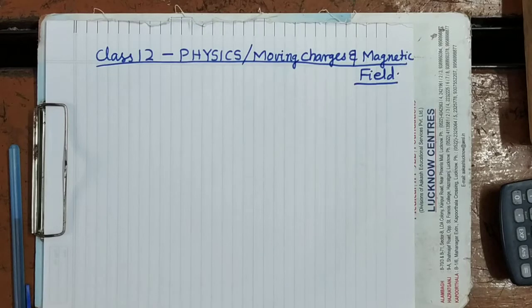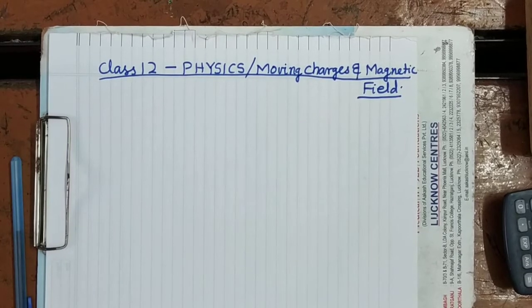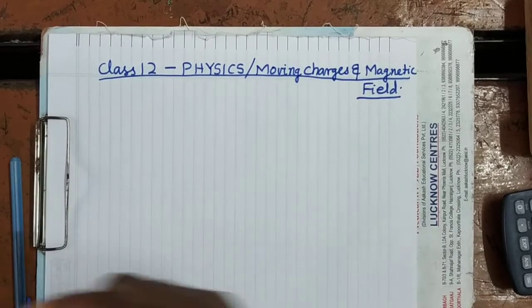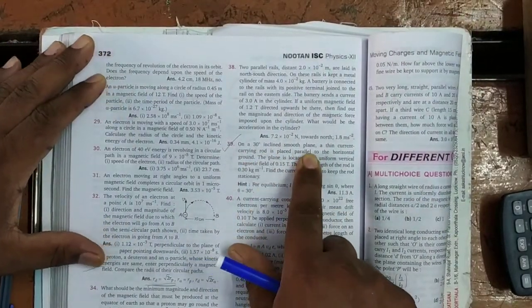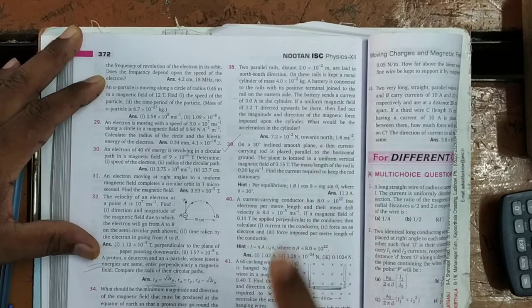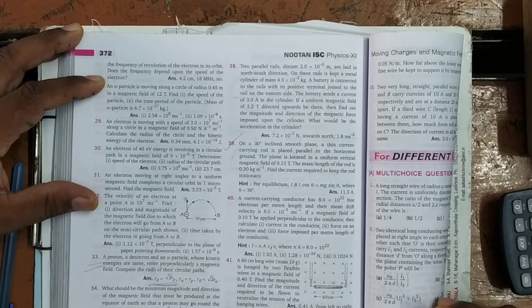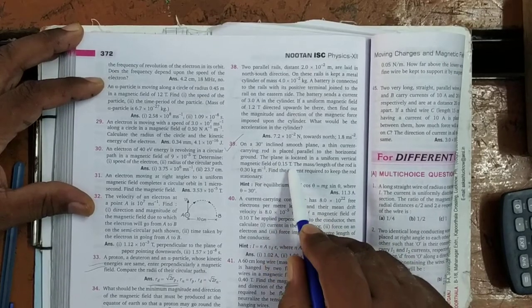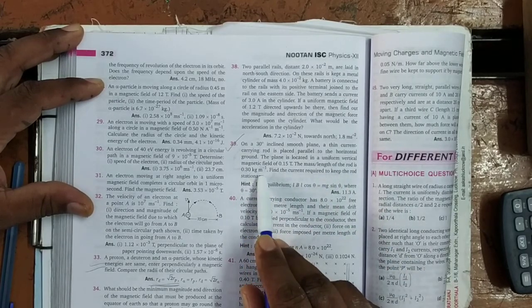Now today we will do the numericals on the topic moving charges and magnetic field. So you can see here in your book question number 39. I am showing the question to you. On a 30-degree inclined smooth plane, a thin current carrying rod is placed parallel to the horizontal ground. The plane is located in a uniform vertical magnetic field of 0.15 Tesla. The mass per unit length of the rod is 0.30 kilogram per meter.